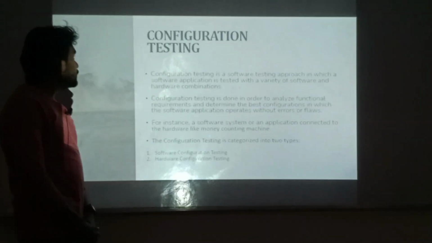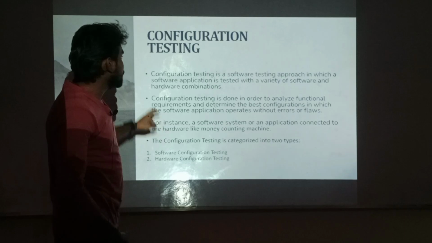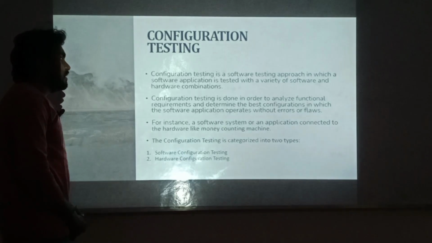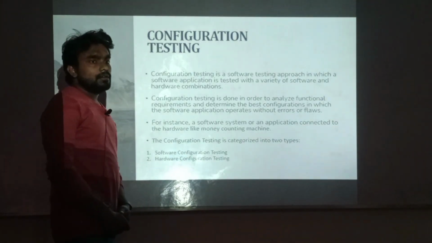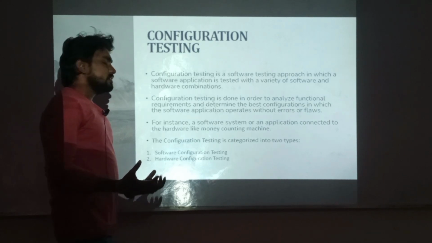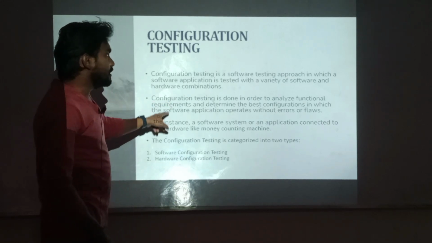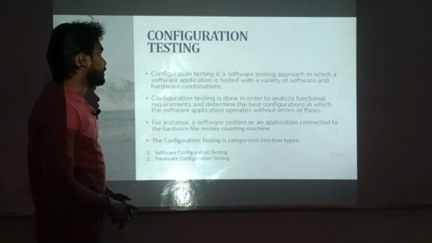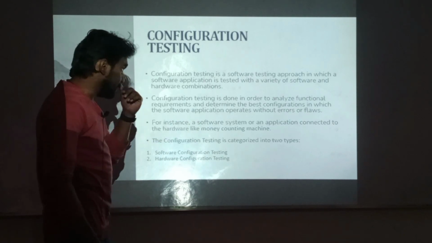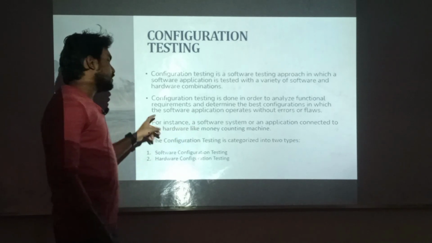Next, configuration testing. This is about testing the software application with a variety of software and hardware combinations. Like we all know money counting machines: it is a hardware device and it will have an application to count the money. So it is actually a combination of hardware and software. In configuration testing, we test the software with different software and hardware combinations. For example, a software application connected to hardware like a money counting machine. This combination will be tested in configuration testing.